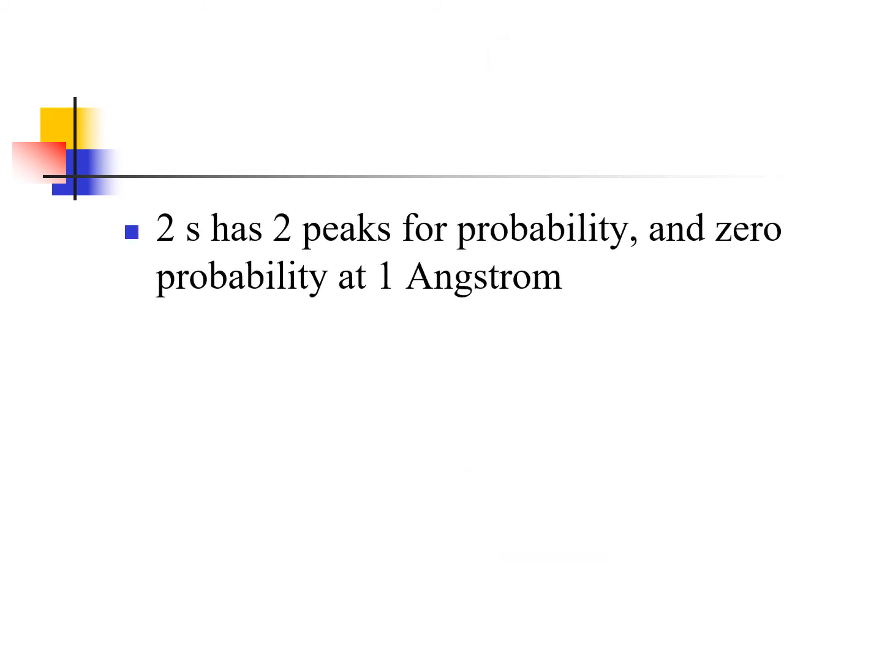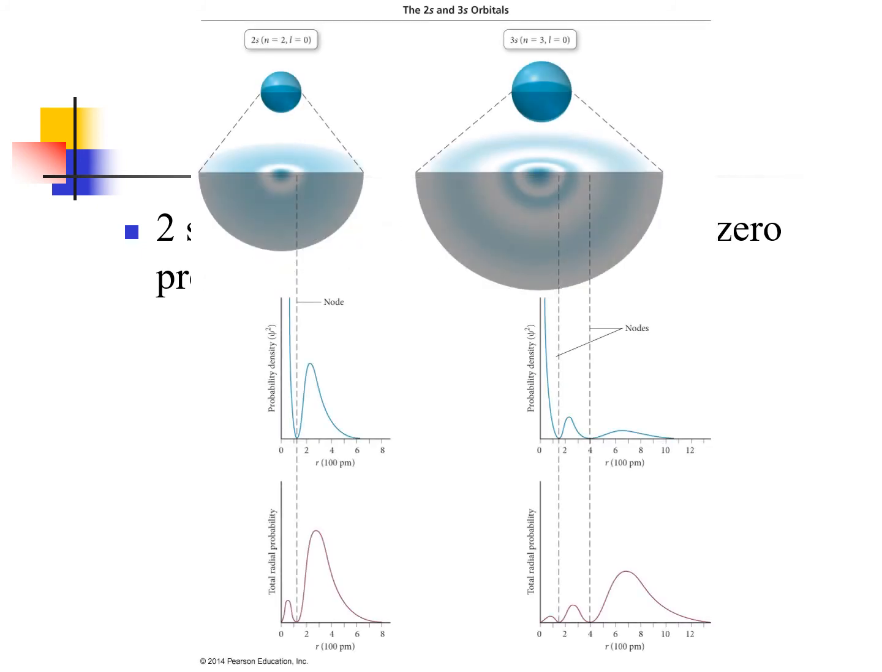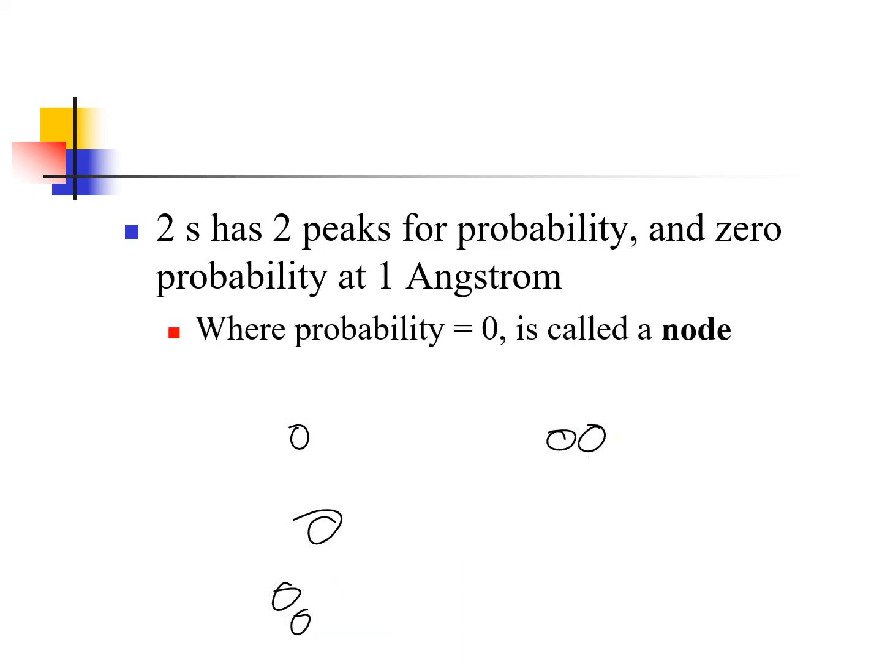The 2s would have 2 peaks for probability and 0 probability at 1 angstrom. So this is what we see there. There are these 2 little peaks on the 2s. We see this area of 0 probability, and then 2 peaks. 3s, kind of same thing. We see 2 areas of 0 probability, and then we see peaks. Where probability is 0, you get what's called a node.